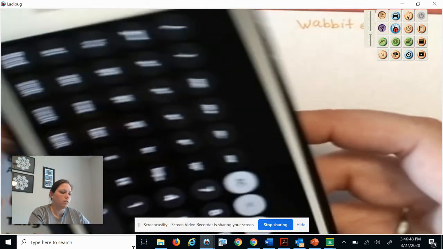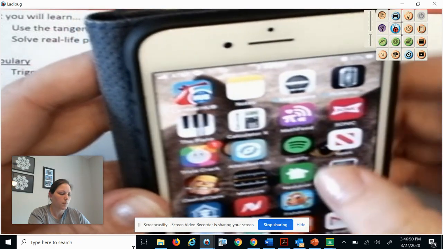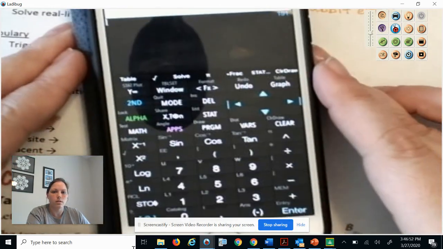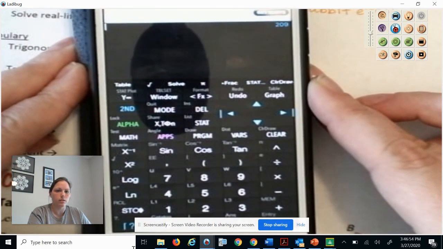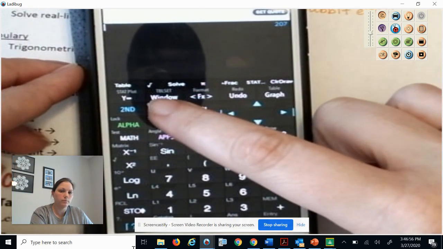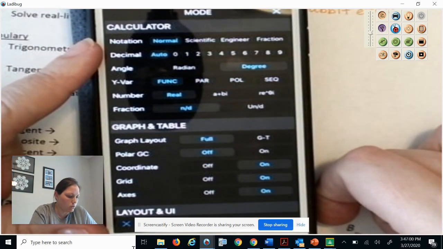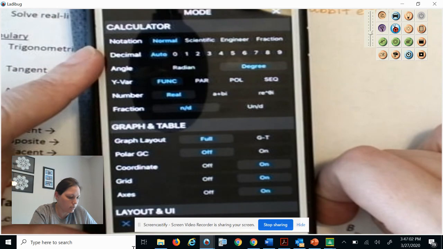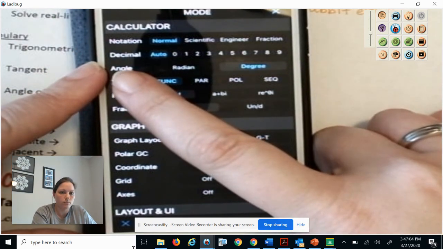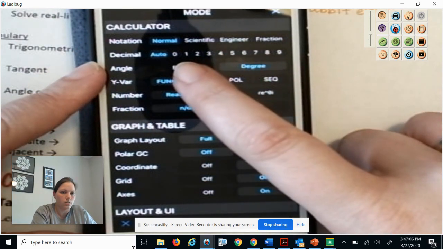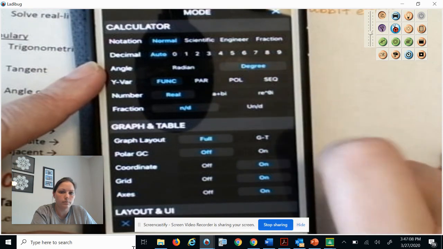If you're using your regular graphing calculator, you go to the mode button, and you're going to go down to where it says angle, and you want degree highlighted.